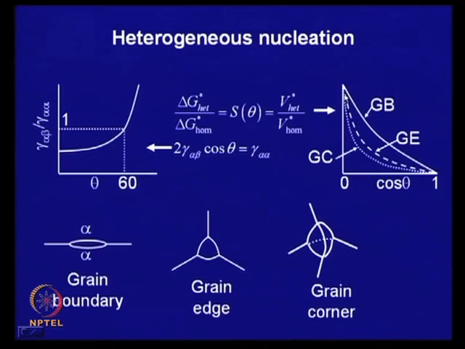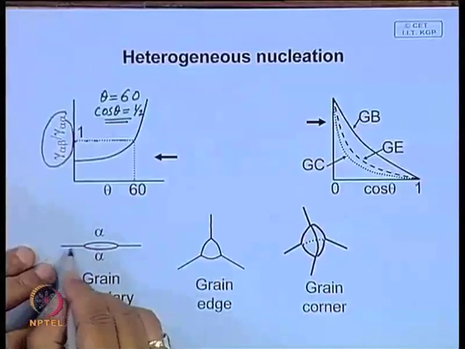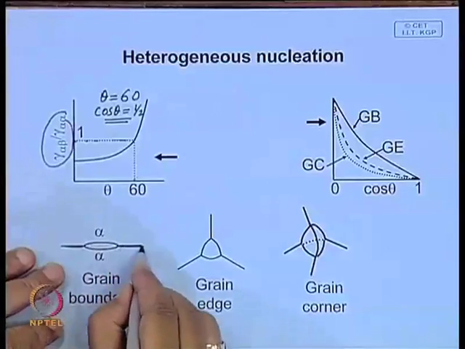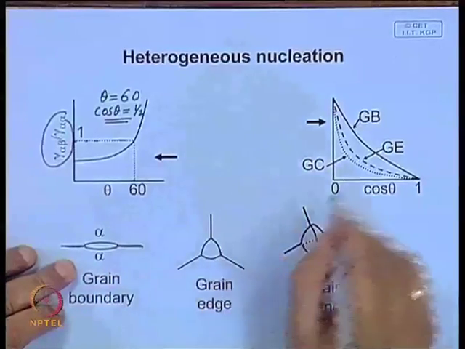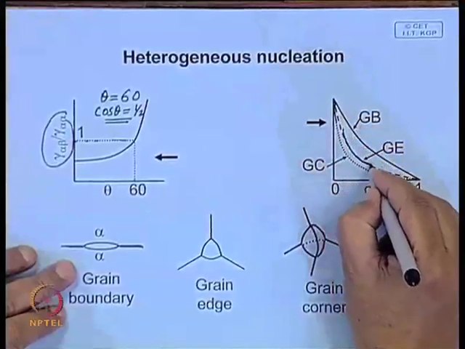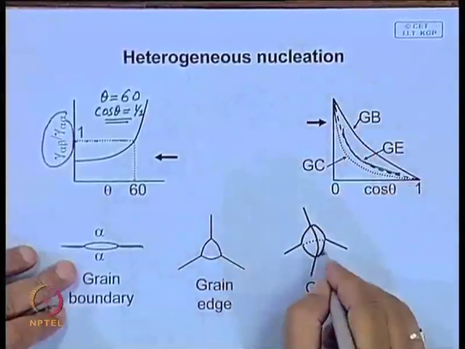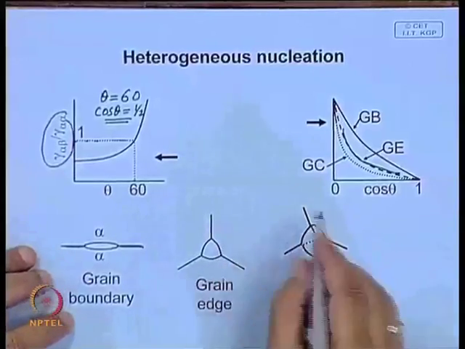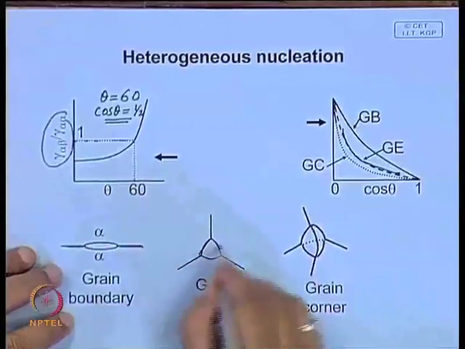And if you plot these two ratios against a function of cos theta, then if the precipitation takes place in the bulk, this will be the nature. If the precipitation takes place at the grain boundary or grain face, so that means here, in that case, that means edge of the boundary, then this will be the plot, and if it can form on the grain edges, these 3 grains which are meeting.